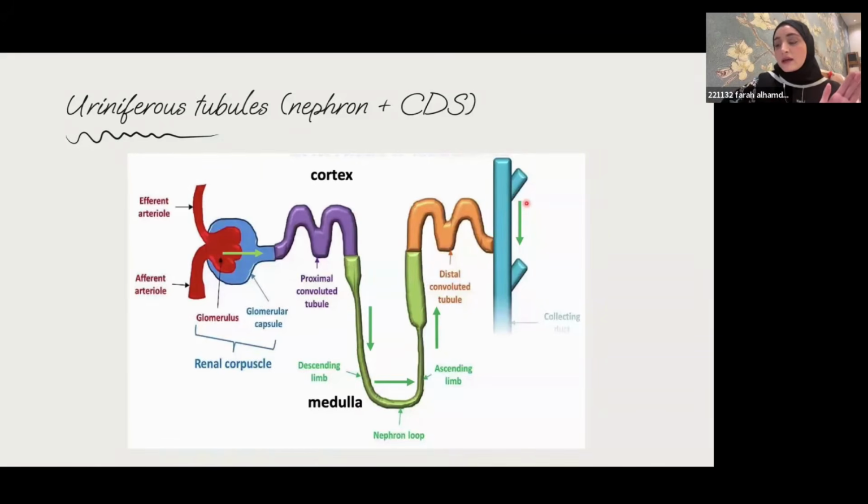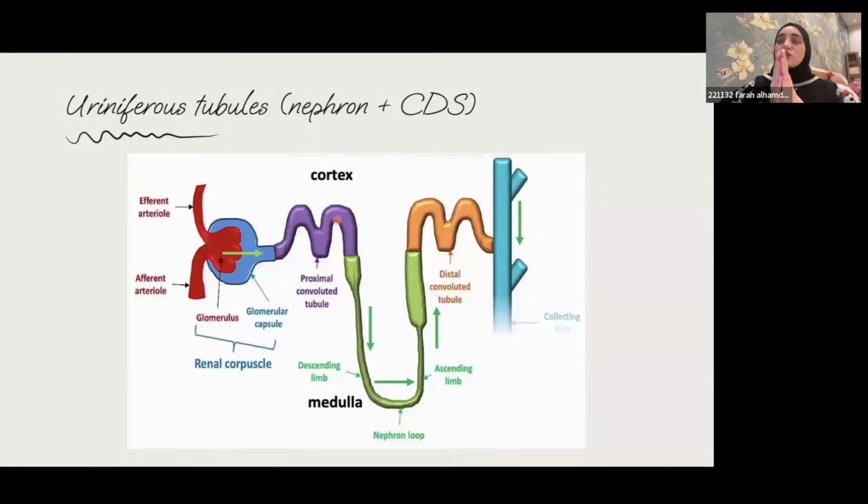Now, we have 2 million nephrons in our kidneys, and they all have these tubules. So this entire structure is called the nephron. This is the functional part, or the parenchyma, of the kidney. So what is the function of the kidney? It is the synthesis of urine and its transport and excretion. So the functional part of the kidney is the nephron.